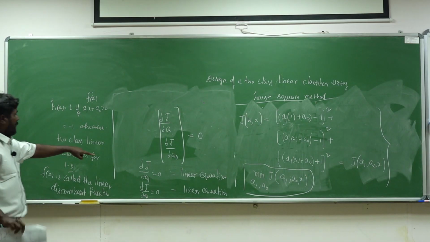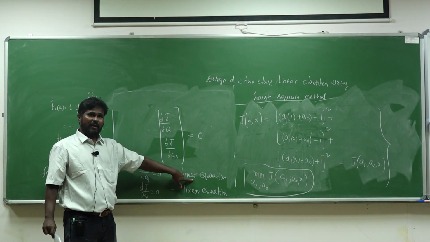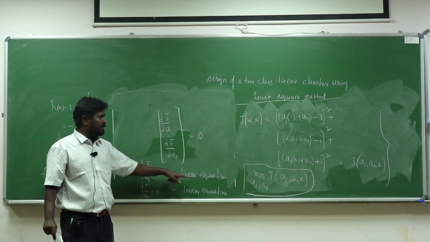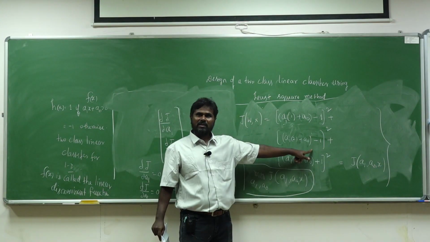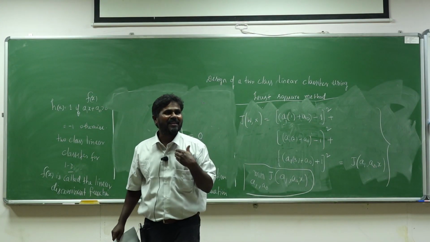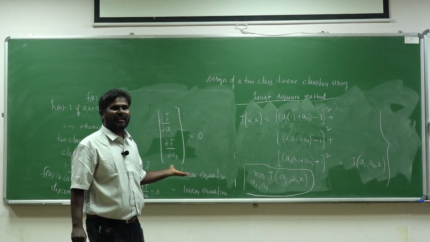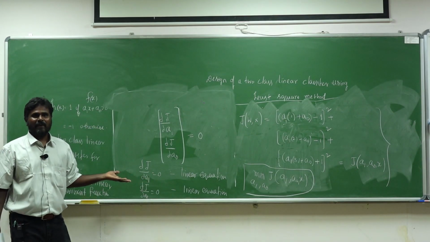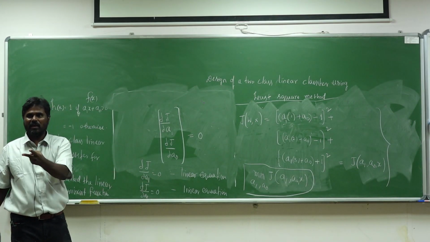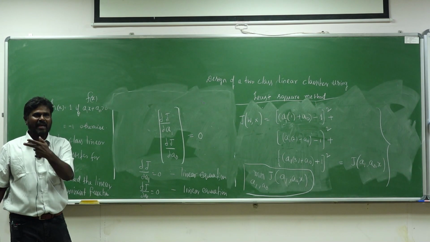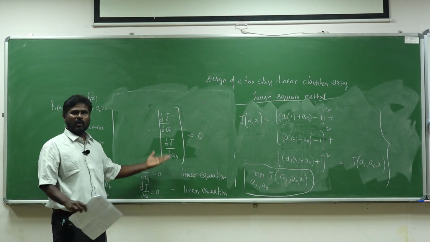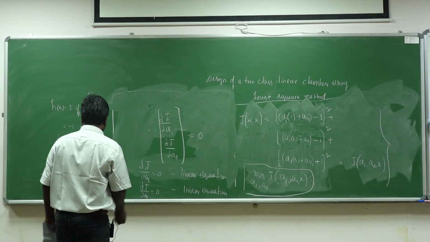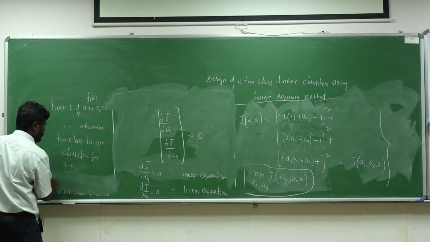So why do you get the linear equations here? Because the equation that you see is a quadratic equation. If I take the derivative of that, what do you get? A linear equation. So you get two linear equations, two sets of equations, right? Now you solve those two equations. I'll give you straight away what those equations are.